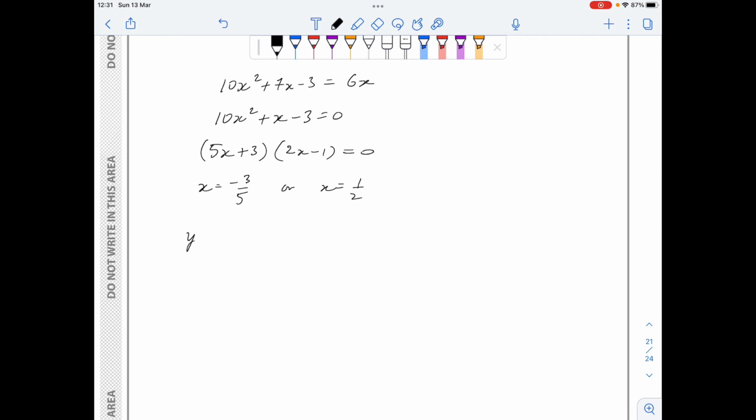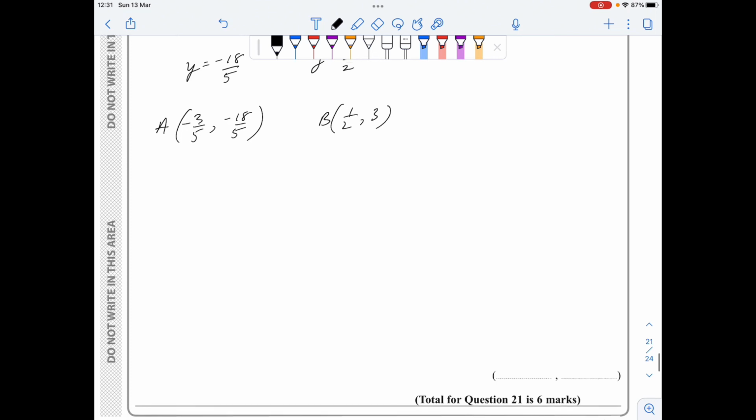So y is 6 times x, so it's minus 18 over 5, or y is equal to 6 over 2, which is 3. So my two points are A (minus 3 over 5, minus 18 over 5), B is equal to (1 over 2, 3). The order of labeling does not make any difference.